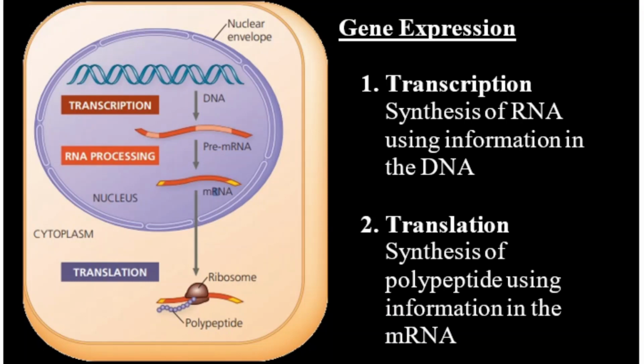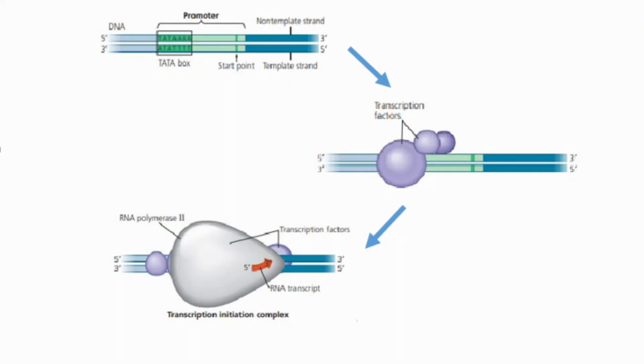Transcription and the following RNA processing take place in the nucleus. Meanwhile, the site of translation is the cytoplasm. There are three stages in transcription: initiation of transcription, elongation of the RNA strand, and termination of transcription.